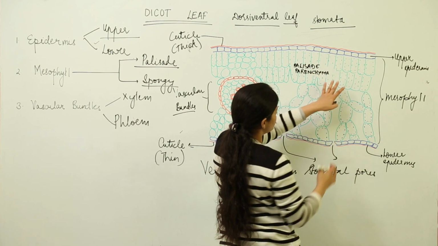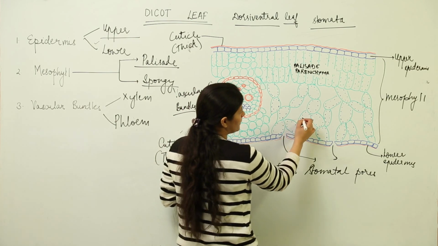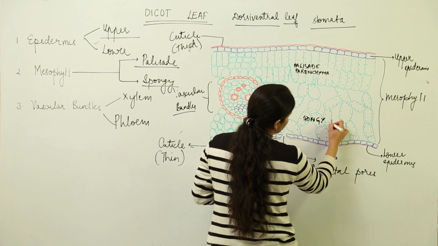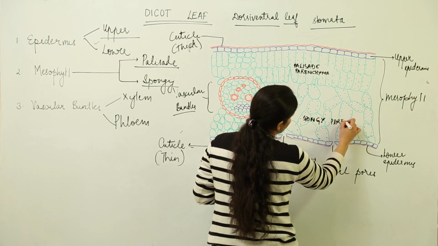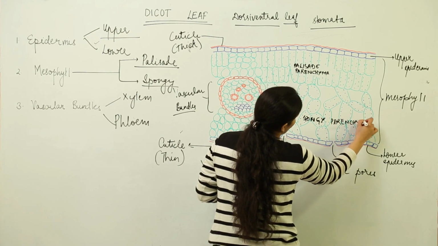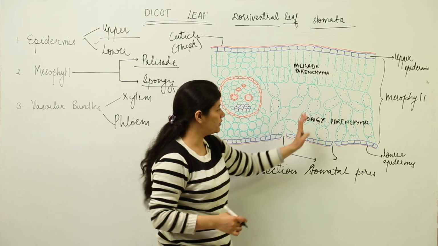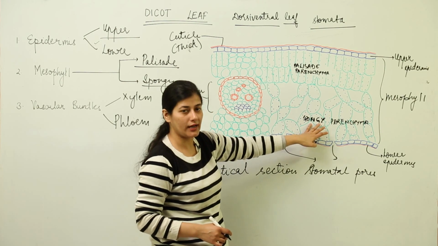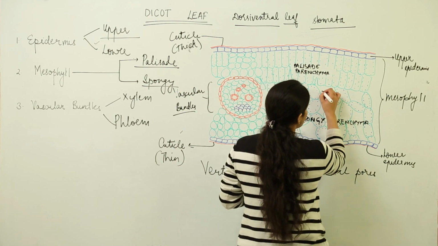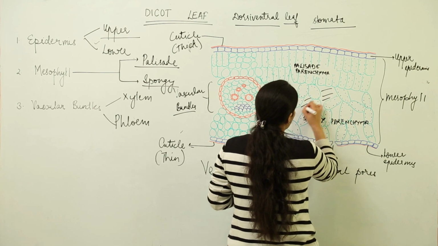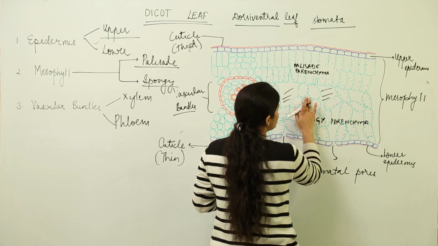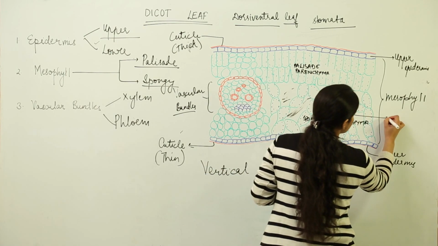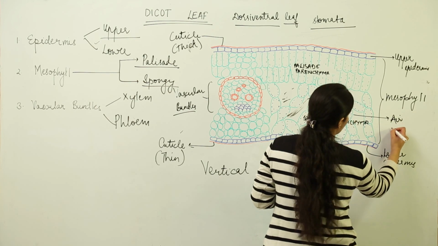This part is palisade parenchyma, and this particular part where you can see many cells. The other term is palisade mesophyll, spongy mesophyll, or you can say palisade parenchyma or spongy parenchyma. What you see over here, these particular places, they are air spaces, they are empty. There is no presence of cells in these spaces. So we have air spaces present in spongy parenchyma.